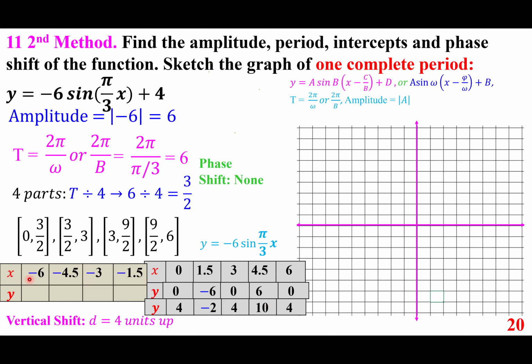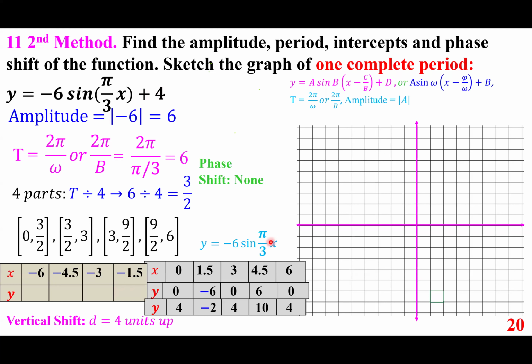If you go on the left side, that means negative 1.5, negative 3, negative 4.5, negative 6, the easy numbers. For example, if you plug in negative 1.5, negative 1.5 divided by 3 is negative half, means minus pi over 2. Sine of minus pi over 2 is negative 1, times negative 6 is positive 6. Add 4 and you get 10.